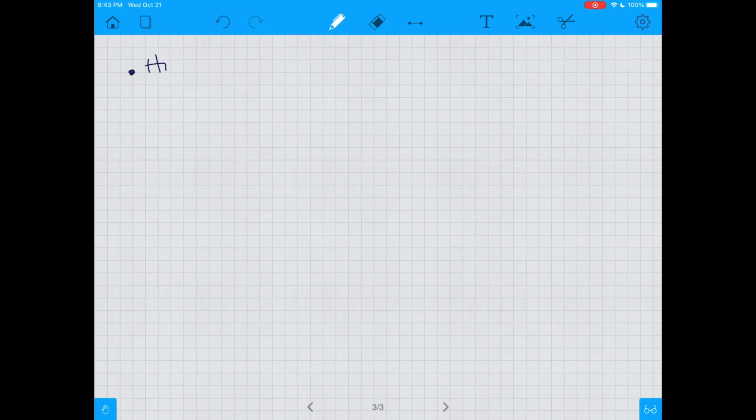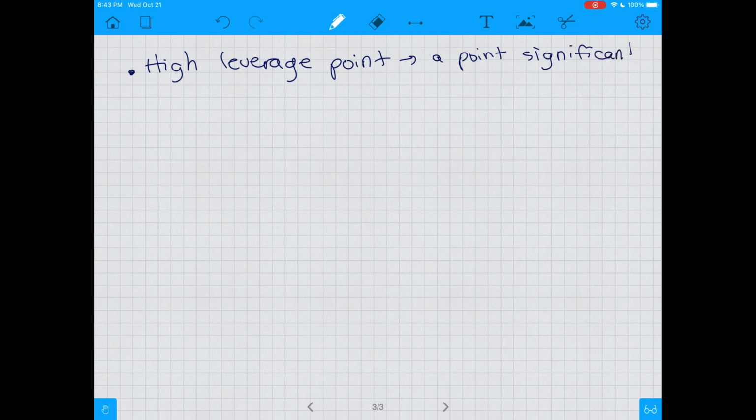Now, the last thing I want to cover in this video today is something called a high leverage point. And that is what we were talking about with the point that was really far away on both x and y. So a high leverage point is a point that's significantly "far", I'm putting this in quotation marks because obviously we don't have a concrete definition of far, from the rest of the data.